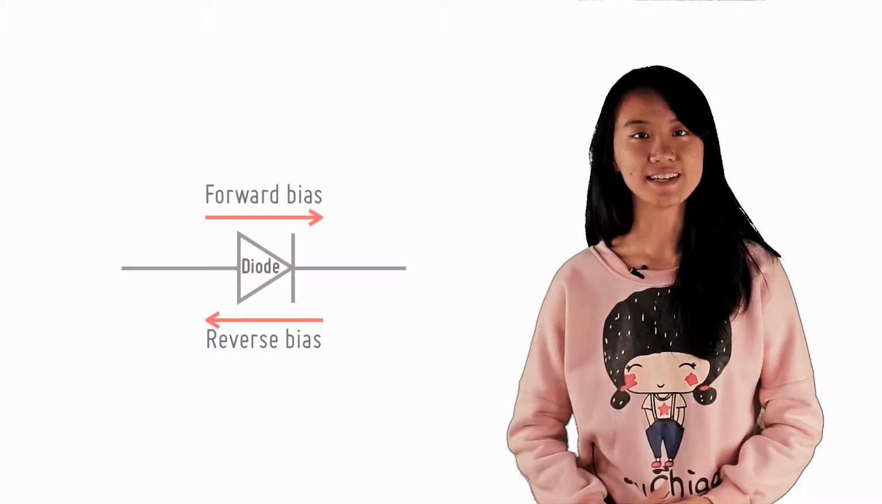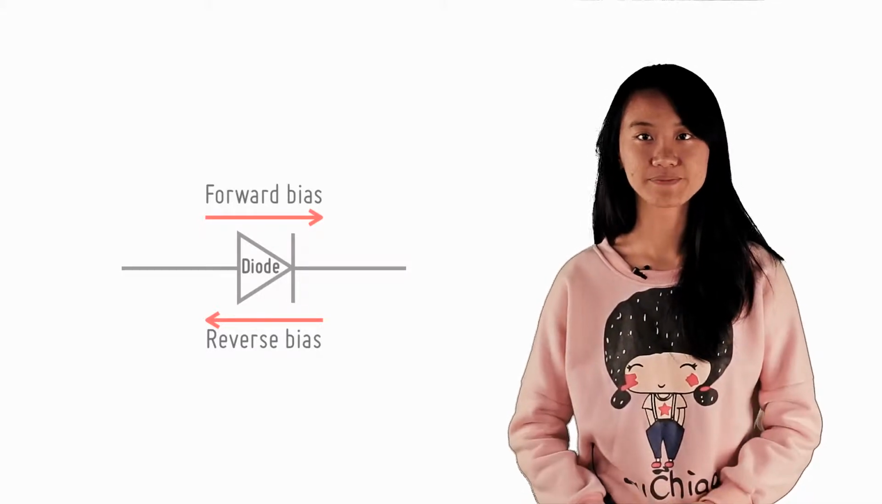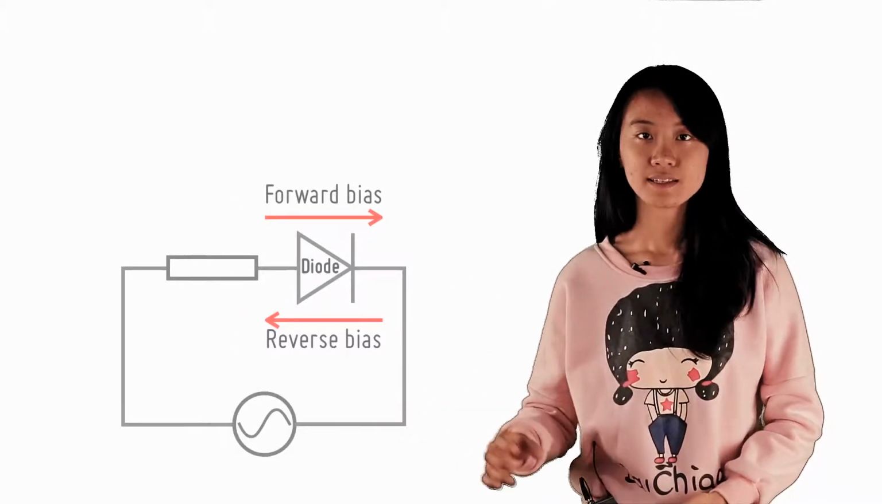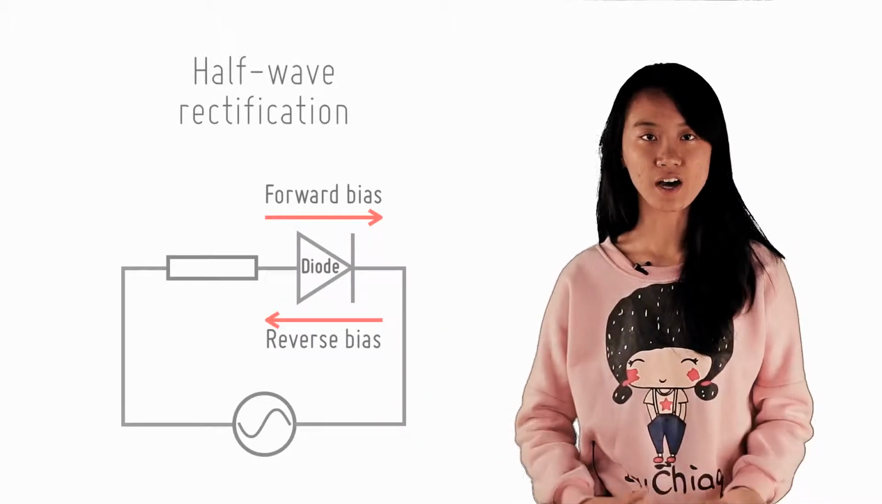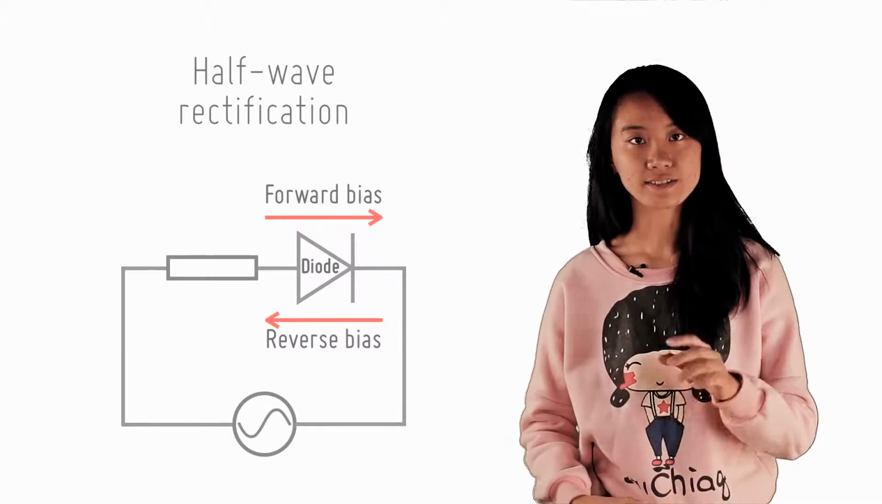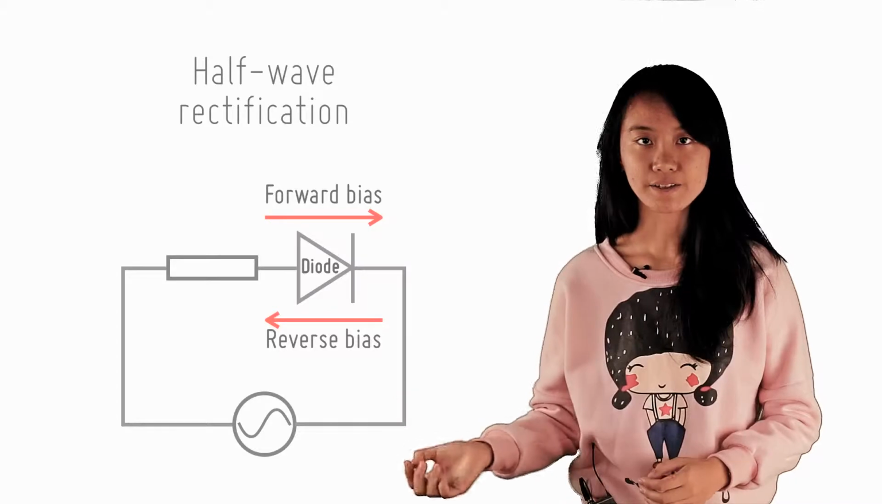In the previous checkpoint, you have learned about the functions of a diode. Now, what happens when you connect a diode in an AC circuit? The result is a half-wave rectification of the alternating current. In this circuit, you have an alternating current source, a load, and one diode.